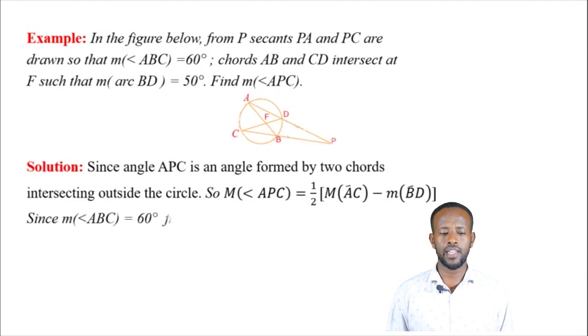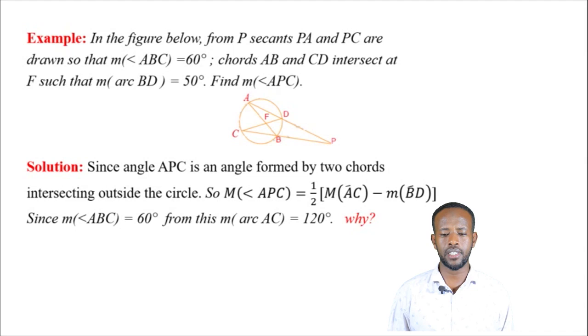Okay, since the measure of angle ABC is equal to 60 degrees, from this the measure of arc AC is equal to 120 degrees. Why? What is the reason why we say it is 120 degrees? If we put this angle on the circle, if we mark it on the circle, this angle is an inscribed angle, so the subtending arc will be double of this angle.